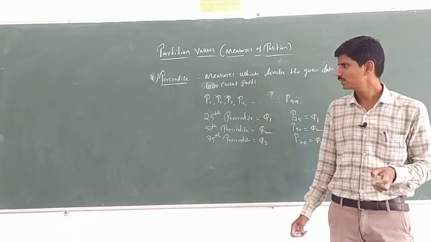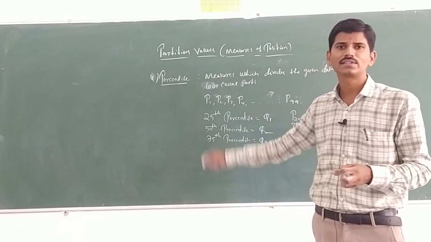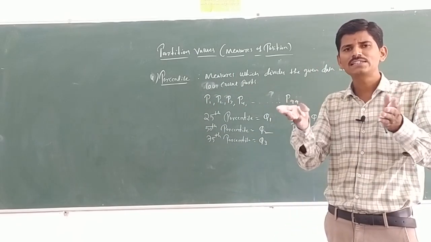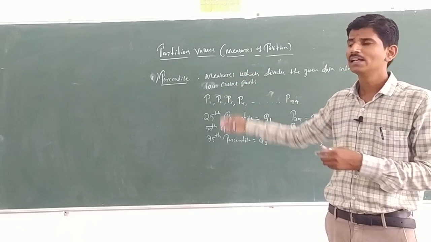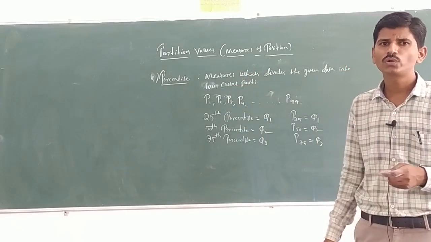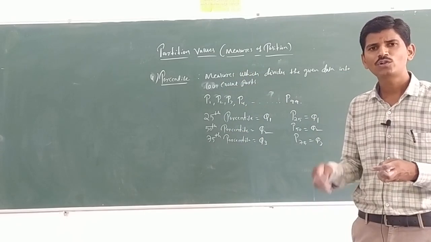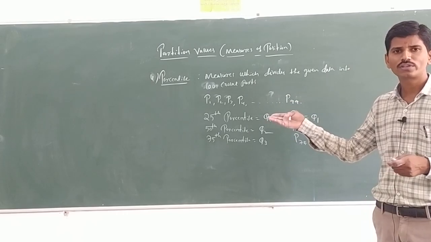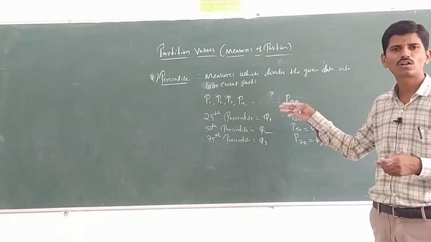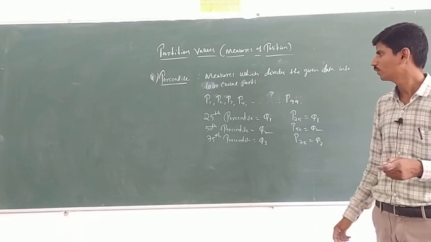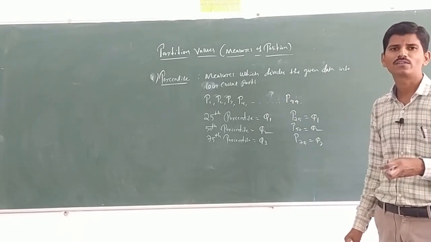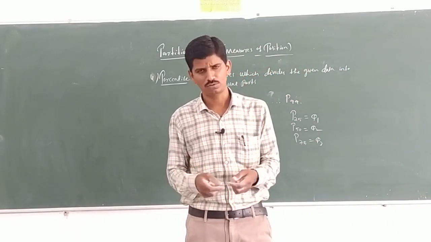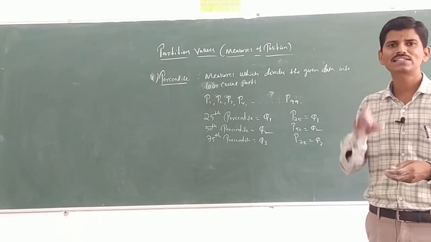The first partition value is quartile. Measures which divide the given data into 4 equal parts are quartiles. There are totally 3 quartiles, Q1, Q2 and Q3. Q1 is the first or lower quartile, Q2 is the middle, that is the median, and Q3 is the upper or third quartile. The second one is median, which divides the given data into 2 equal parts. The next is decile, decile meaning 10.